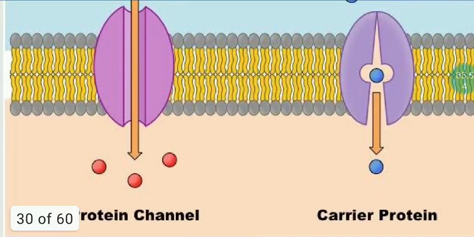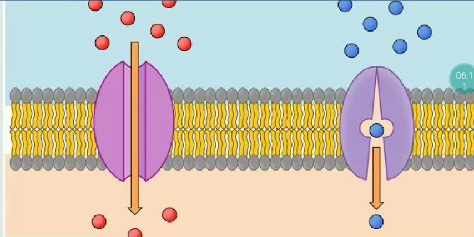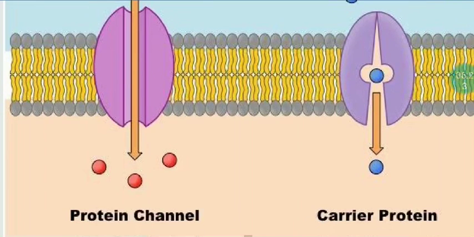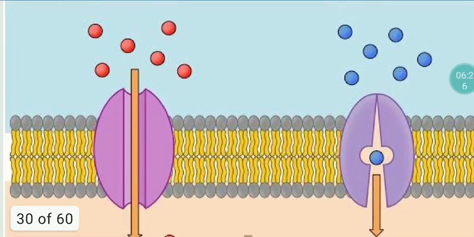Now let us see. In the first picture you can see a protein channel. A channel is present which is transporting the substances along the concentration gradient. So it is a passive transport which does not require ATP. In the second picture you can see a carrier protein. From the extracellular fluid it is carrying one ligand. A ligand is an ion. So it is carrying one ligand and transporting it to the intracellular fluid. As soon as this carrier protein combines with a ligand, it undergoes some change in structure. That change is known as conformational change.